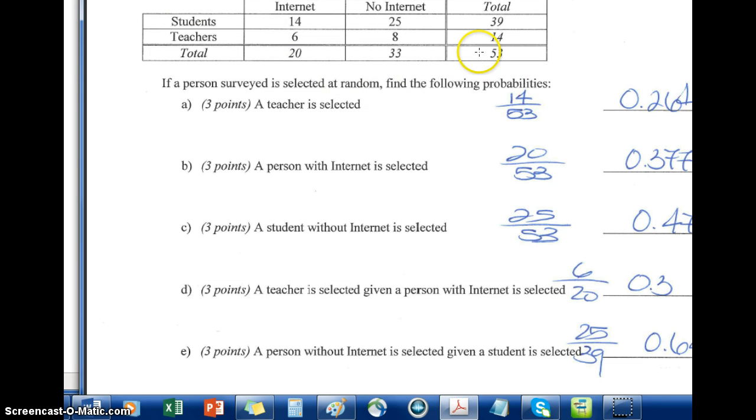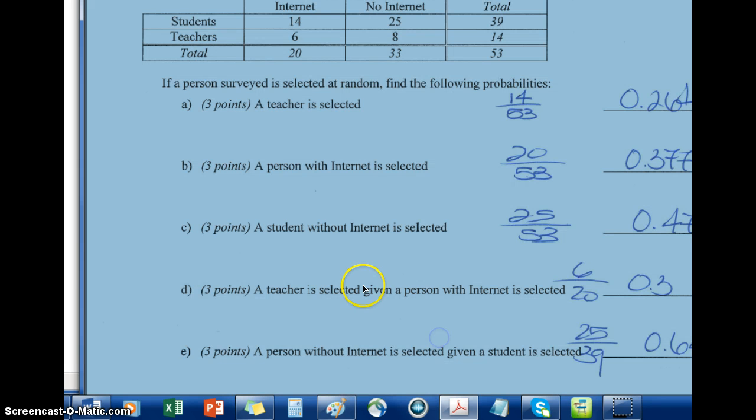So there are 53 total people. The chances of getting it, you would select a teacher if you randomly select one of the people is, how many teachers are there? 14 out of the 53. The chances you get a person with internet is 20 out of the 53. And then C is more specific. The chances you get a student without internet, well, there are 25 students without internet. So it'd be 25 out of the 53.